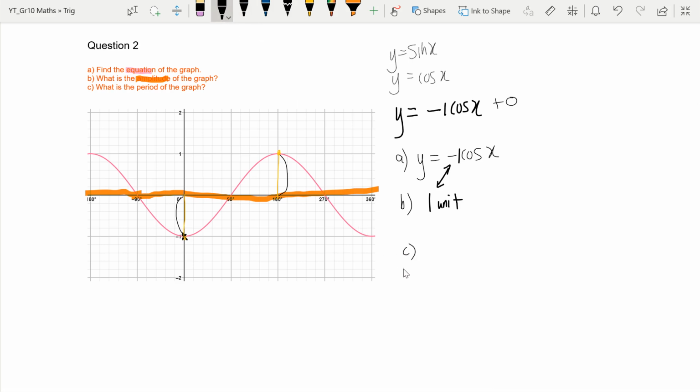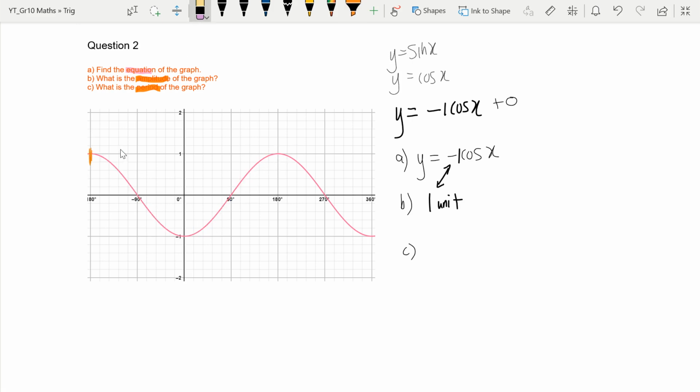Let's look at C, period. What is the period of this graph? How many degrees do we need to complete one of these curves? However you prefer to look at this, we can say, okay, let's start looking at that. So we go down, down, down, down, down. And then at that point, it will start repeating itself, right? So how many degrees do we need for a curve to repeat itself? Well, it is 180 degrees and then 180 more. So it is 360 degrees.